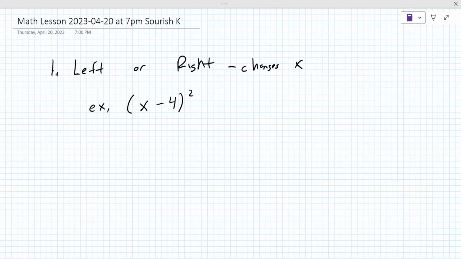Now I'm going to give you the answer. This first one is right 4. Why is this right 4? How are you going to remember that is what I'm really asking. I want you to tell me how you're going to remember that minus means right. How are you going to remember that?